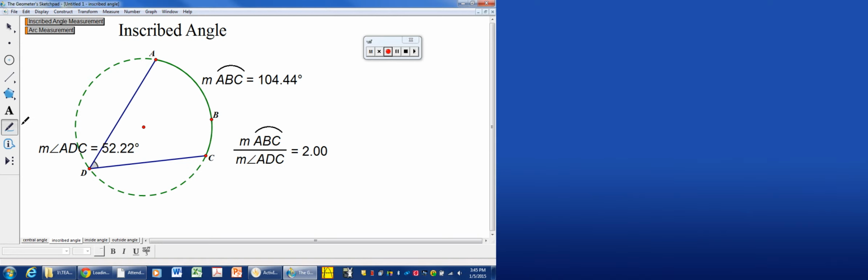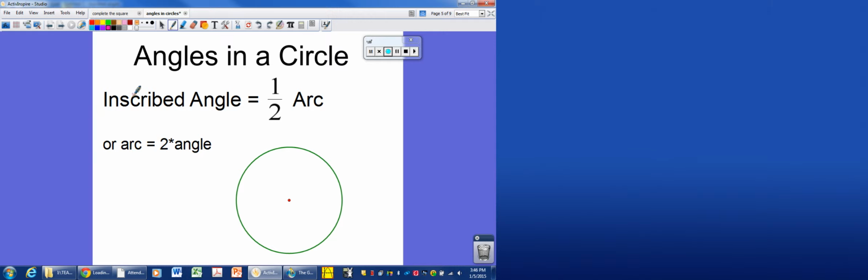Let's write that up here in pen. The arc, that's the top thing, is twice the angle. An inscribed arc is 2 times the angle. That's the ratio of arc to angle. So multiply both sides by angle: arc equals 2 times angle. So let's come back over here. The inscribed angle is half of the arc, or the arc is 2 times the angle.